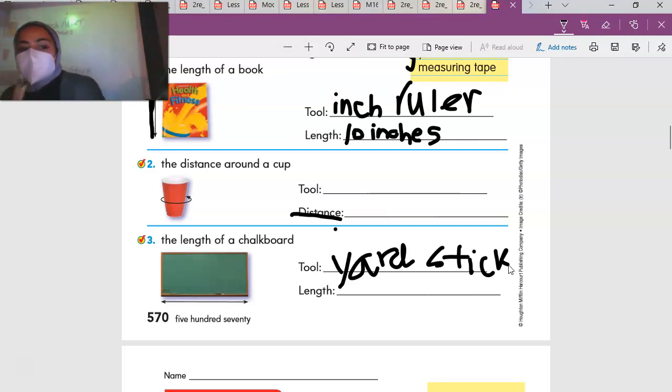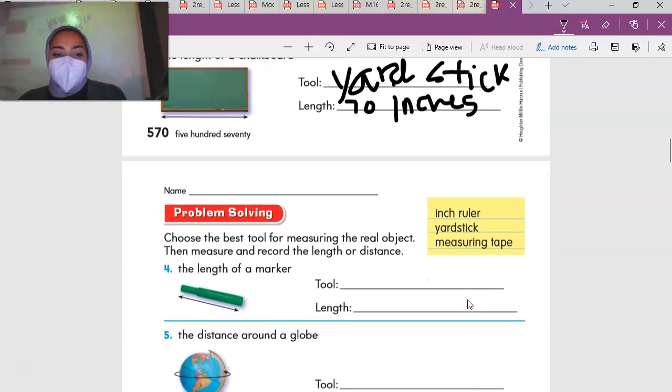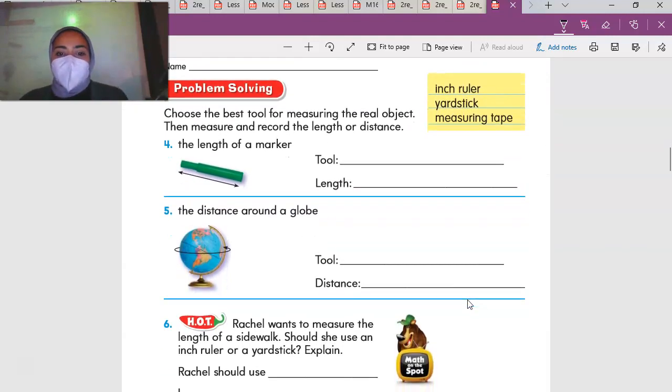Okay, so number 4, it says the length of a marker. We're going to measure that with an inch ruler. I asked for you guys to go ahead and do your highlighters. If you're at home, do whatever marker you have. If I measure my highlighter, it's about 4 inches long. Now, everyone's highlighter is different. Some people have the longer ones. Some people's are the skinny ones. It may be different. It may be 3. It may be 5. But it shouldn't be anything bigger than 5.